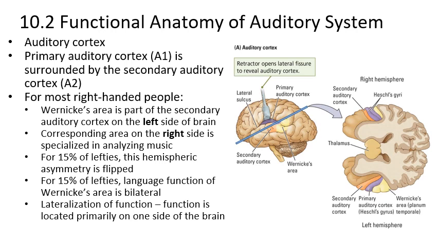So for 15% of lefties, the Wernicke's area, which you remember is a language area, is on the right side of the brain, and the area specializing in analyzing music is on the left side of the brain. For 15 additional percent of lefties, language function of the Wernicke's area is actually bilateral, so they have language functions on both sides of the brain. For the remaining 70% of lefties, they have lateralization similar to right-handed people. Wernicke's area is on the left side, music analysis is on the right side.